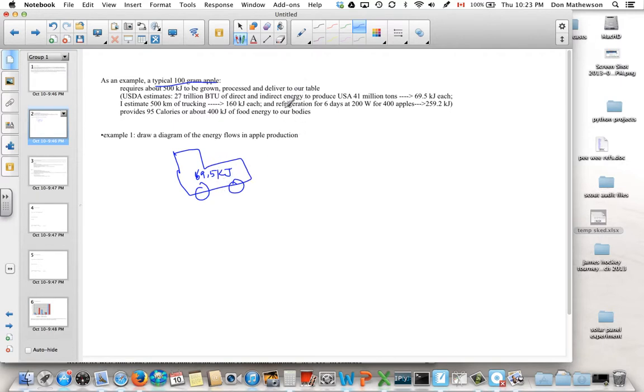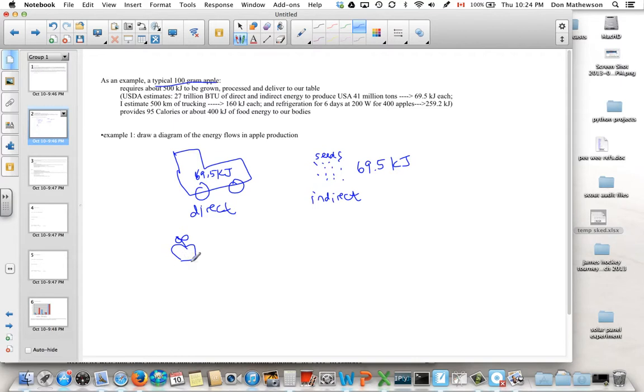And then the indirect stuff, okay? So what graphic will we use for that? Okay, well, that'll be like the seeds and the fertilizer. That looks like water, but anyway. Here, let's label these. These are the seeds. And the energy to make their buildings, that's another 69.5 kilojoules. Surprisingly large, okay?